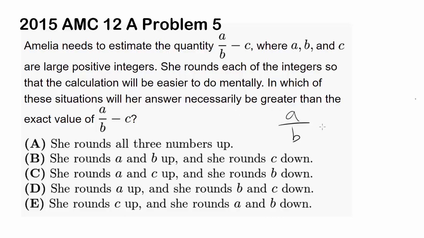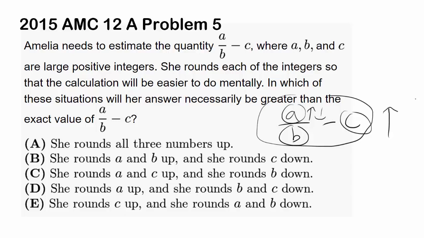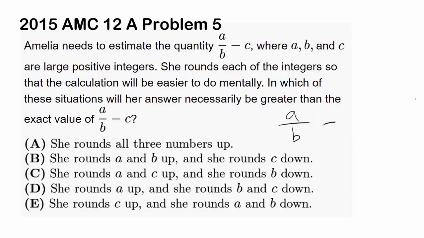So you have a over b minus c, and you're either rounding a up or down, and the same applies for b and c, and you want the entire expression to be greater than what it's supposed to be. So for a, to make the entire thing greater, you'd want a to be bigger, because a bigger a means you're dividing something greater. Like 10 over 2, 20 over 2, 30 over 2. You can realize as the numerator, the number on the top, gets bigger, the entire fraction gets bigger. So you want a to be as big as possible.